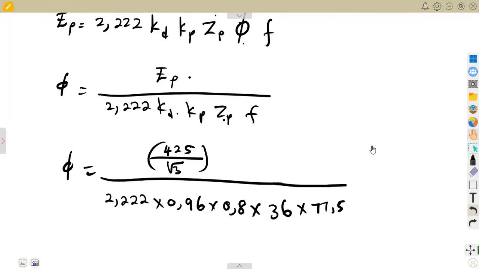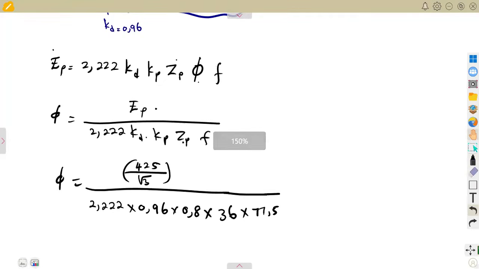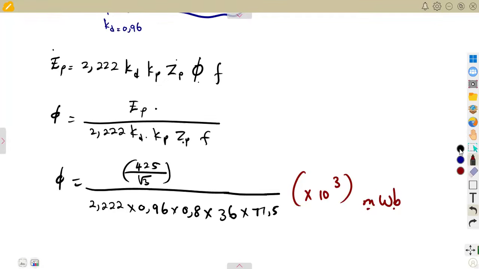If you just need your answer to be converted directly to milliwebers at this point, just multiply by 10 to the exponent of 3. This is to convert your answer straight to milliwebers. Whatever you're going to have there, if your calculator is set to 3 decimal places, it is now in milliwebers. So that was going to be 51,537 milliwebers to 3 decimal places. That is the useful flux per pole.